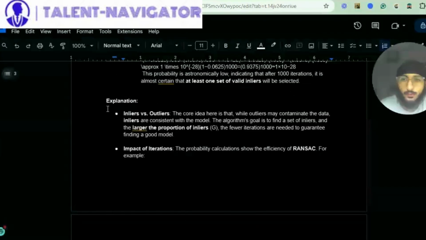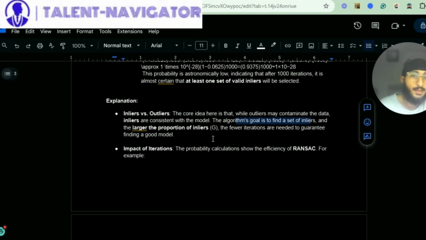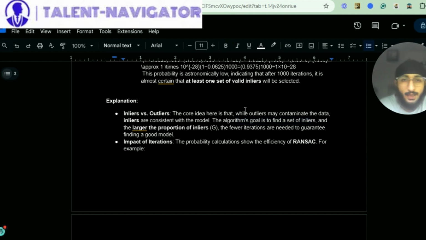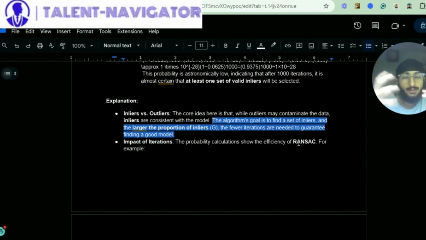So explanation: inliers versus outliers. The core idea here is that while outliers may contaminate the data, inliers are consistent with the model. The algorithm's goal is to find a set of inliers, and the larger the proportion of inliers, the fewer iterations are needed to guarantee finding a good model. So this is a very important point. A larger proportion of inliers is better for us.